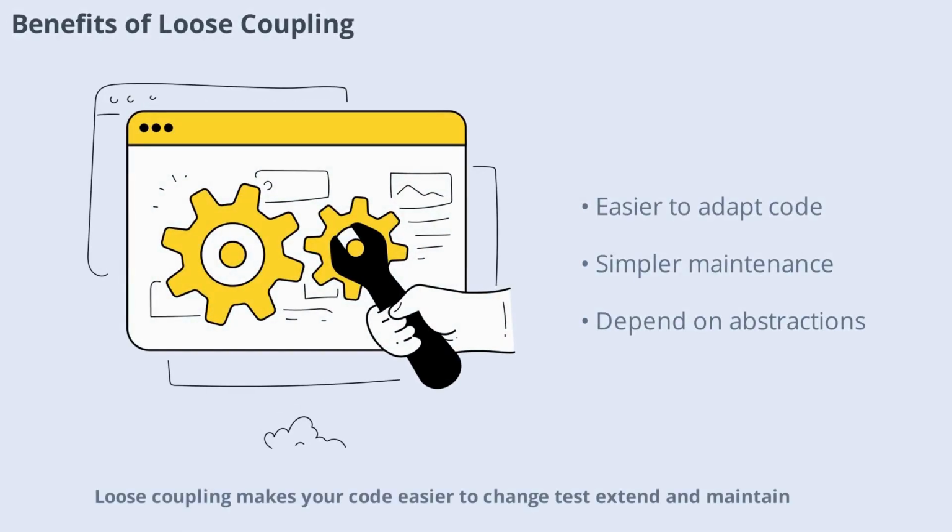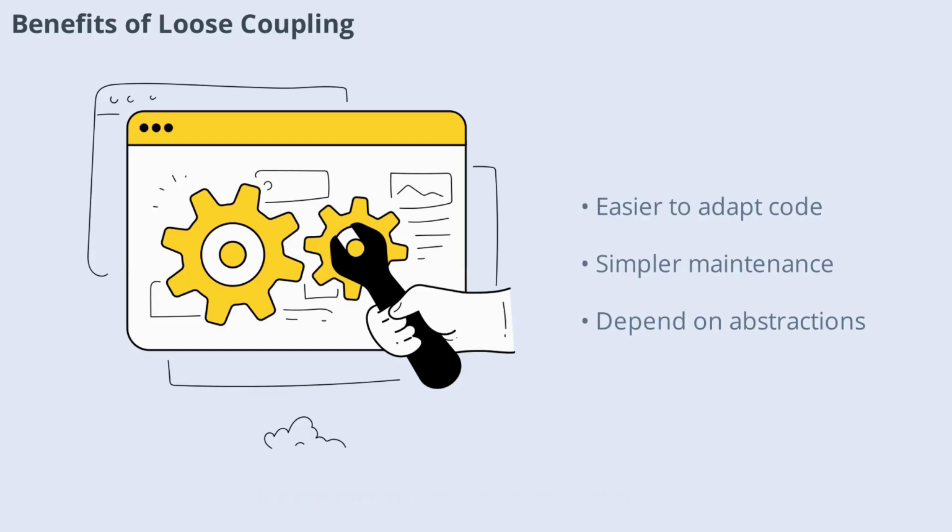Loose coupling makes your code easier to change, test, extend, and maintain. When dependencies are replaceable, you can adapt to new requirements without rewriting large parts of your system. This leads to more robust and future-proof software. Remember, the goal isn't to have zero dependencies, but to depend on abstractions rather than concrete implementations.